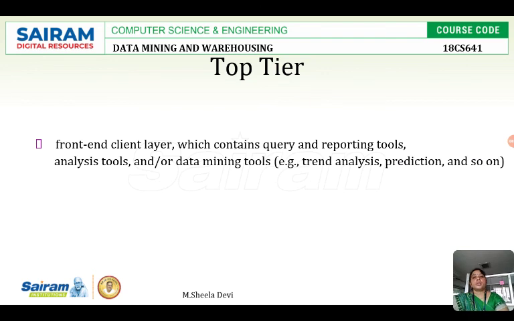This is the top tier. In the top tier, as we said already, it has some query and reporting tools. If I want specific data, I have to give the query to the data warehouse, and with the same tools, the report will be generated, which I can use for analysis. Again, I can use the tools for analysis as well as data mining tools. Data mining is nothing but extracting the data from the data warehouse. So we have a separate tool for each and every function in the topmost tier. The tools help us to extract the data from the data warehouse.